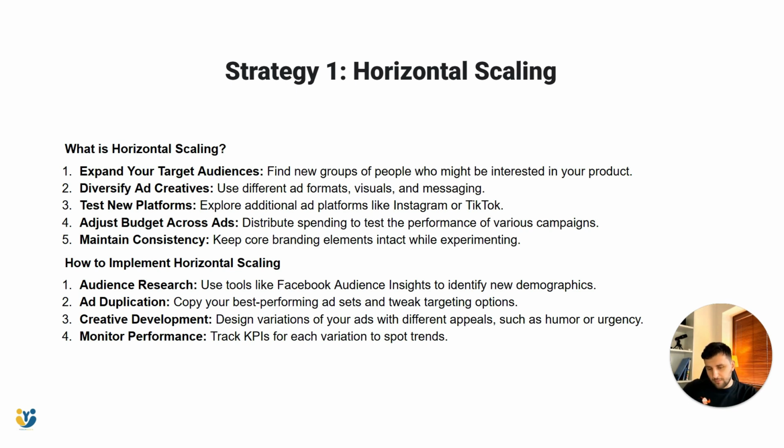Now, for each variation, you then need to track their KPIs to spot which one performs the best. And after that, you gradually expand, and that's what horizontal scaling is all about. You scale step by step to avoid overwhelming your budget and spending money on something that basically wastes your budget. That's what I wanted to say, right?